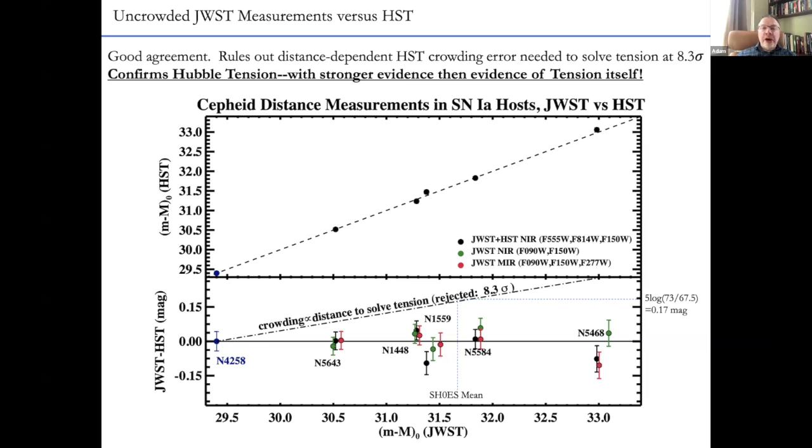In other words, our confidence that this is not a problem in Hubble Space Telescope data is even greater than our confidence in the Hubble tension itself.